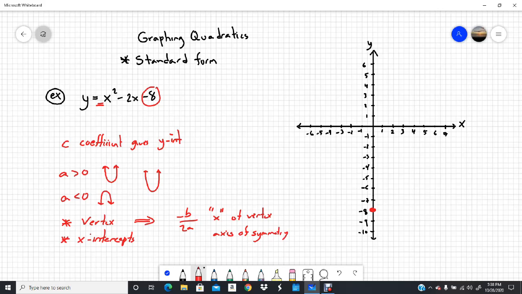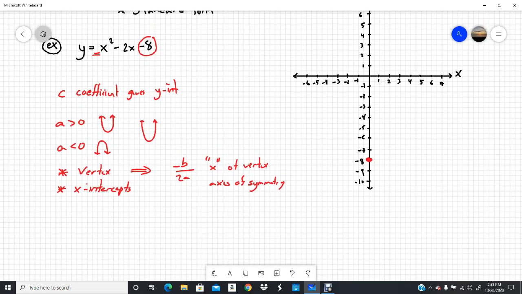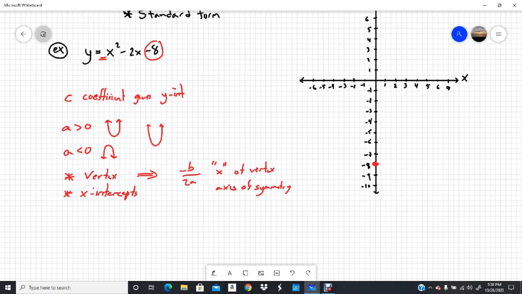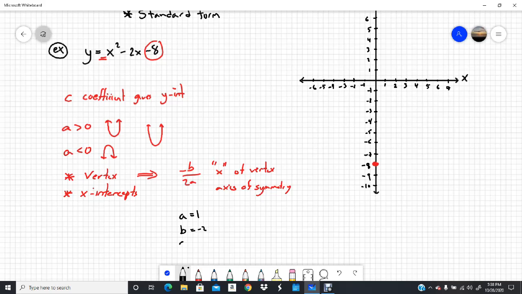So let's take a look at this. Our a term is 1. Our b term is negative 2. And our c term is negative 8. So negative b over 2a would be negative, in parentheses, negative 2, over 2 times 1, which would be 2 over 2, which is 1. So the x value of the vertex is 1.